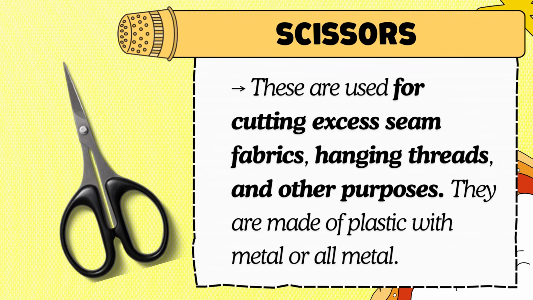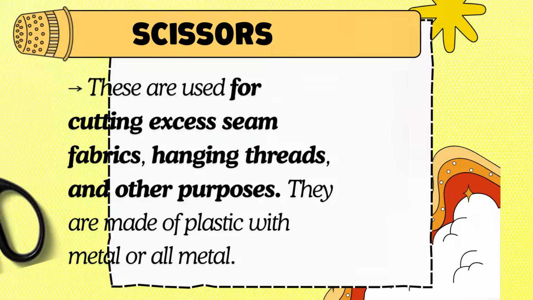10. Scissors. These are used for cutting excess seam fabrics, hanging threads, and other purposes. They are made of plastic with metal or all metal. Now, we have regular scissors. These are used for trimming extra fabric, loose threads, or small areas that do not need heavy cutting.